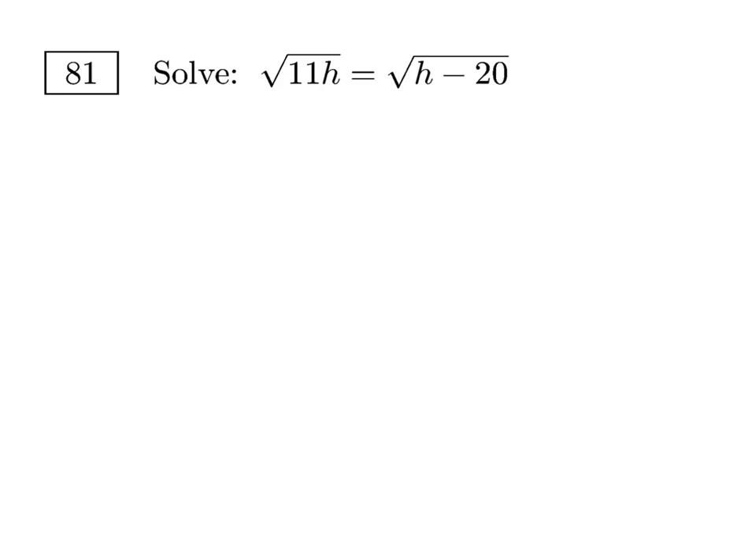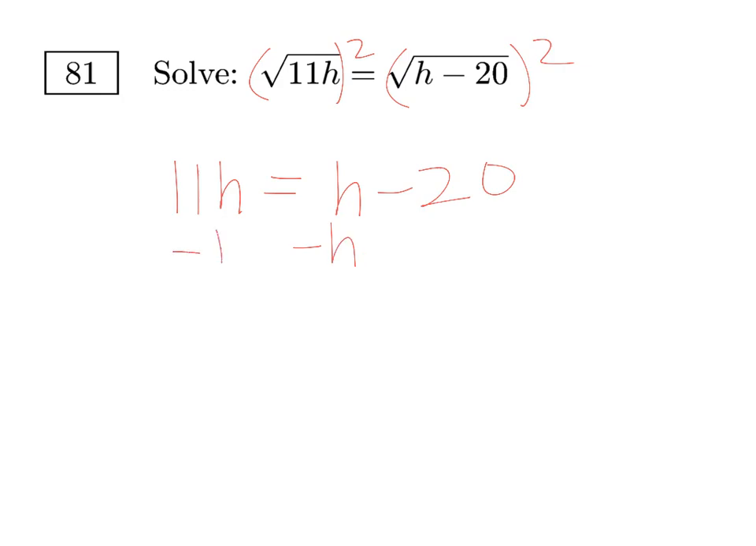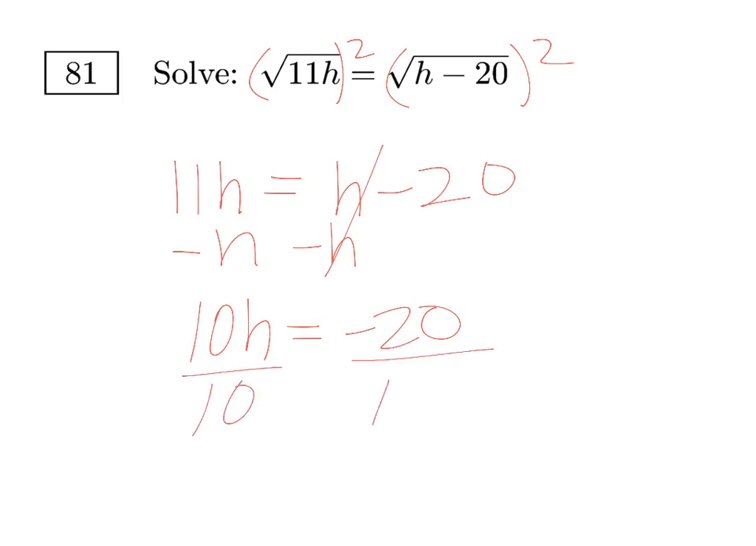Okay, for 81, we have a square root on both sides of the equation. So how do you get rid of the square root? Well, you square both sides. So we have 11h is equal to h minus 20. Alright, so here I subtract h, and I get 10h is equal to negative 20. Divide by 10, and h is equal to negative 2.